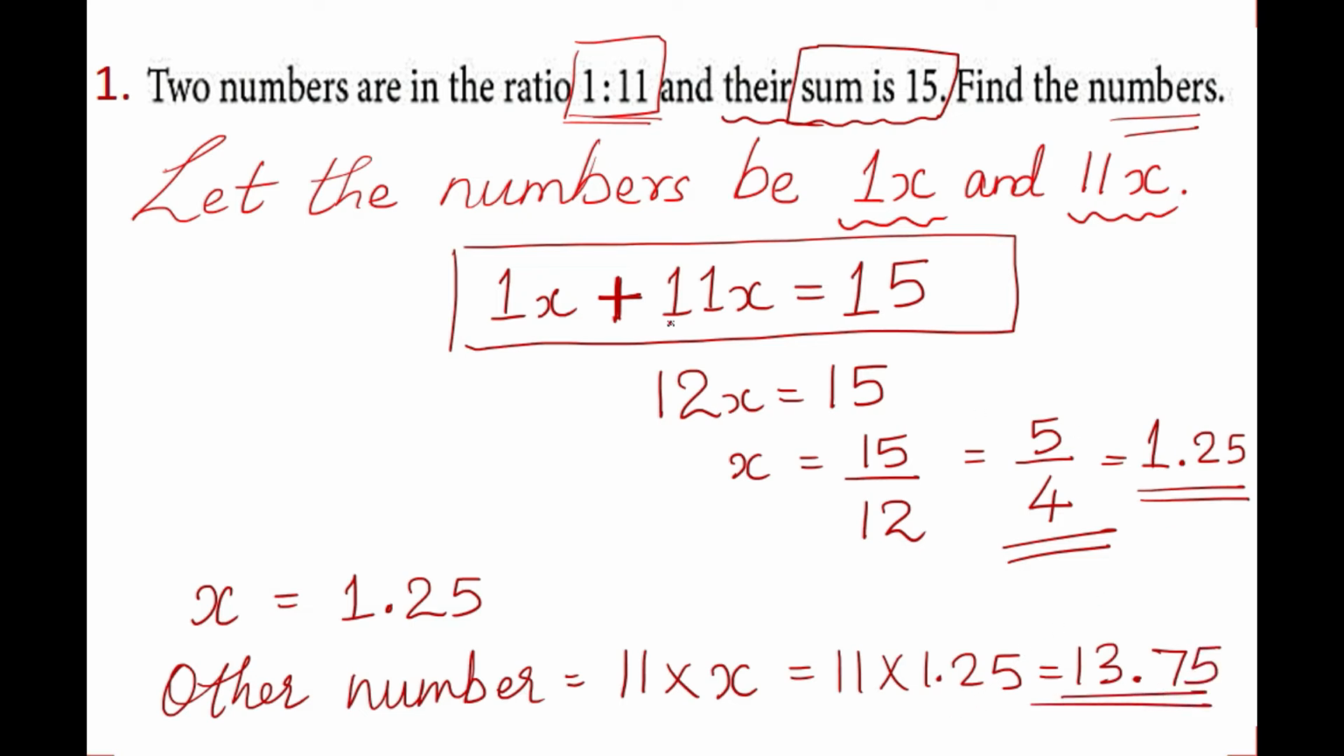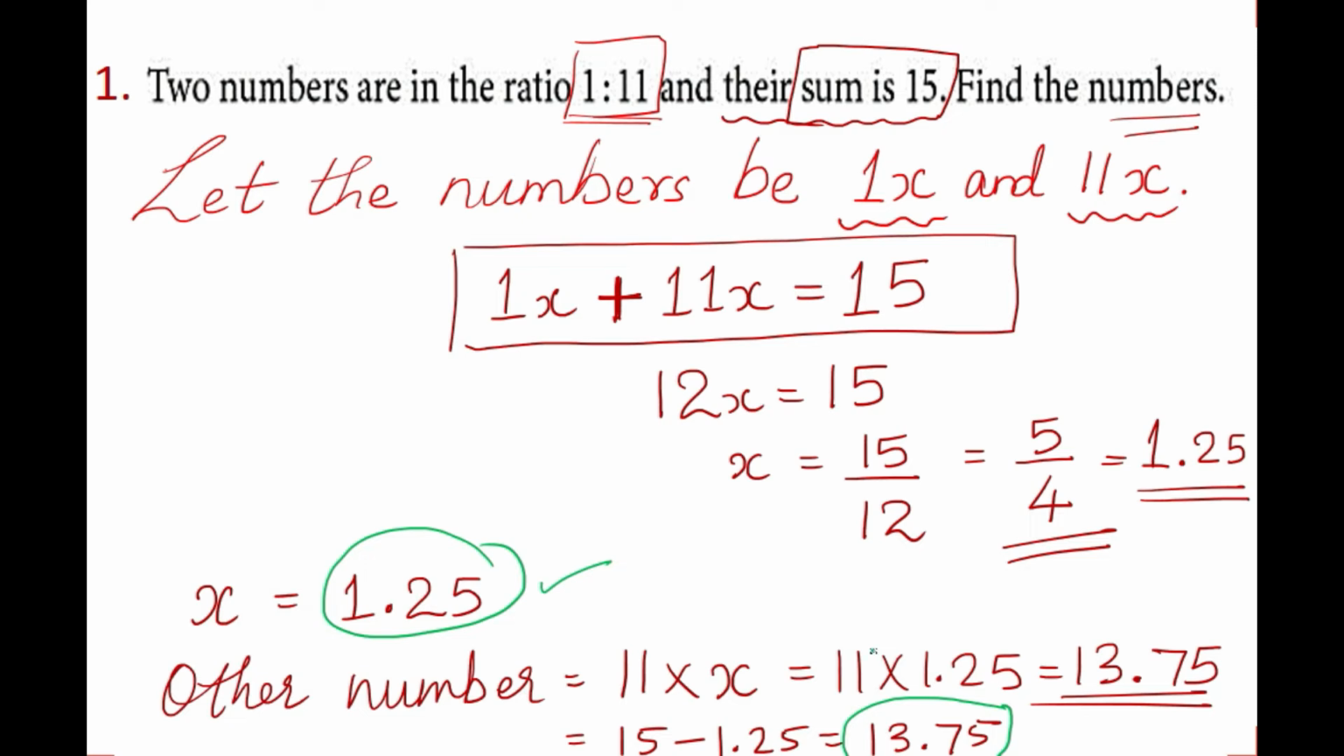Another method is that you know the sum as 1x plus 11x is 15. So even if you just subtract the value for x, 1.25, from 15, you get 13.75, because you have the sum given to you as 15. So you have the two numbers 1.25 and 13.75. So you have your answers, the two numbers. Moving on to the next question.